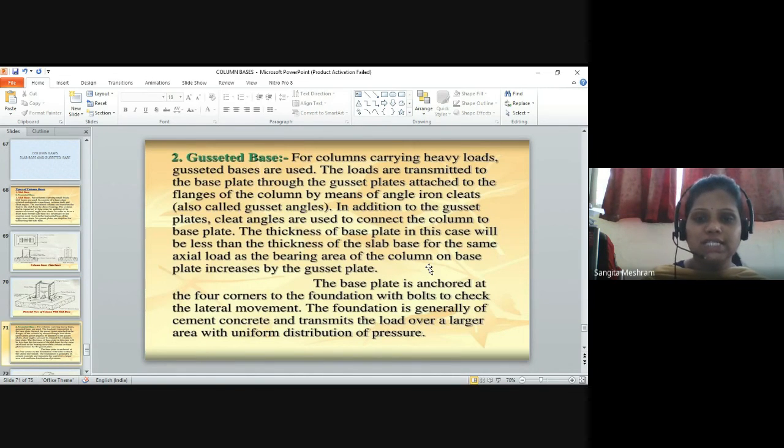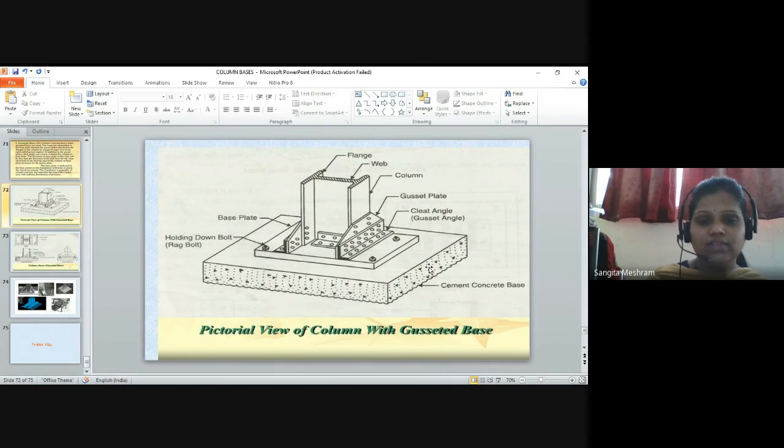Then second is gusseted base. Gusseted base is for columns carrying heavy loads. If the column is carrying heavy loads, for that you can use this gusseted base. The loads are transmitted to the base plate through gusset plate. In the gusseted base, the gusset plates are used, also called gusset angles. Just see the figure. This is the gusset plate which is used to connect the angle with the base plate. So this type of arrangement or section is nothing but called gusseted base.